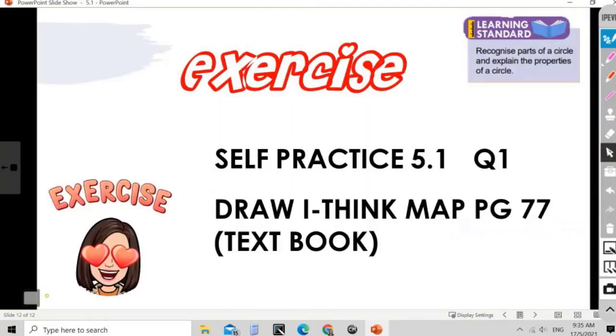Okay, good. Before we go to the quiz, just take down the exercise for today. I want you to do Self-Practice 5.1, only question 1 first. You also need to determine the names of the parts of the circle in your textbook, and draw the circle map on page 77 in your exercise book. Copy it once so that you can remember all the parts of the circle. I want you to draw and label the parts of the circle. Don't just photostat, because when you photostat, normally you cannot remember.